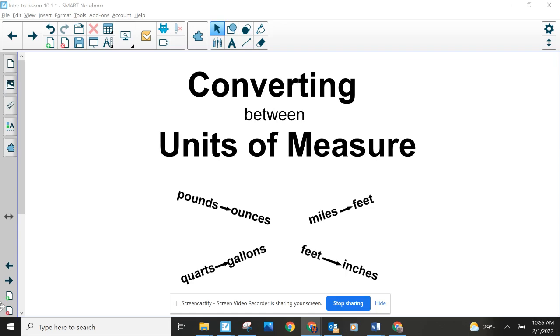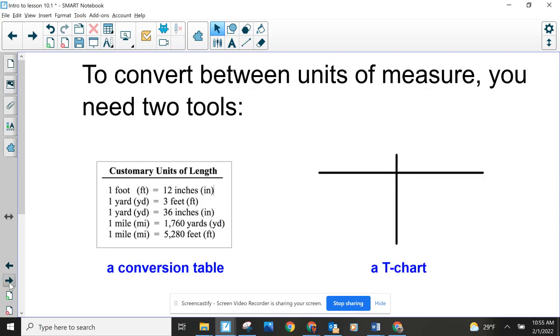In order to do this, we need two things. First of all, we need to know our conversion. So a conversion table or conversion chart of some sort is good to have. And then we've been using a T-chart for all of our conversions. The power in that is that it works for converting any type of unit. And I'm going to show you how that works.